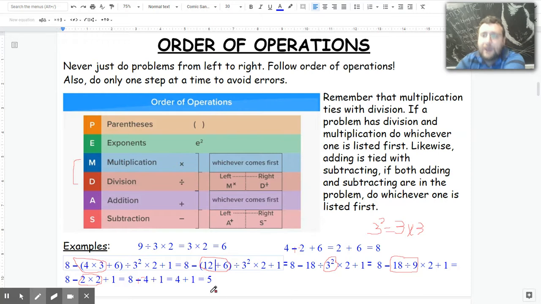4 plus 1 equals 5. Finally, you got the answer. Without this convention, you give this to 2 different people, they're going to get completely different answers. And that's why you have to follow the order in order to do this.